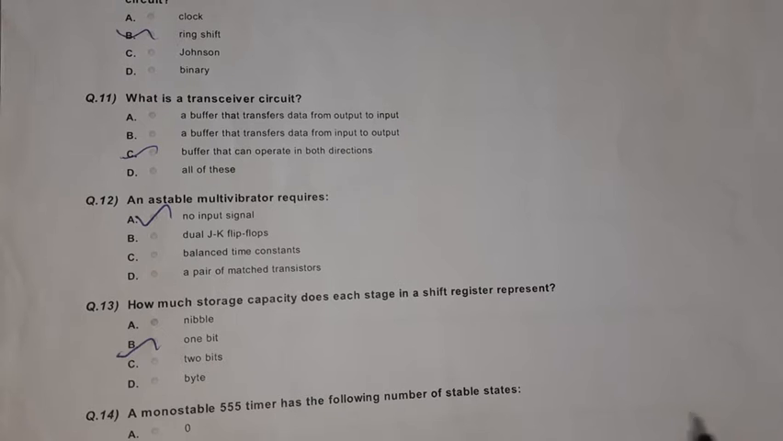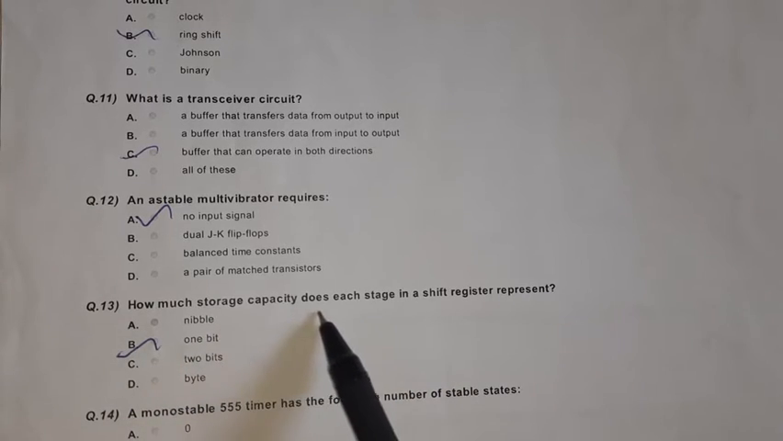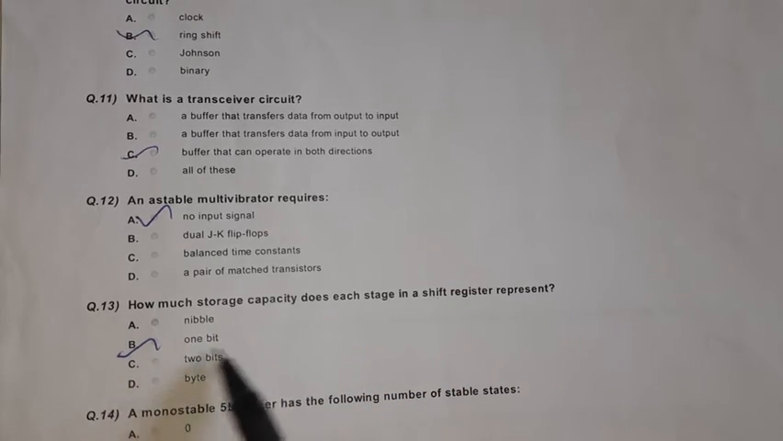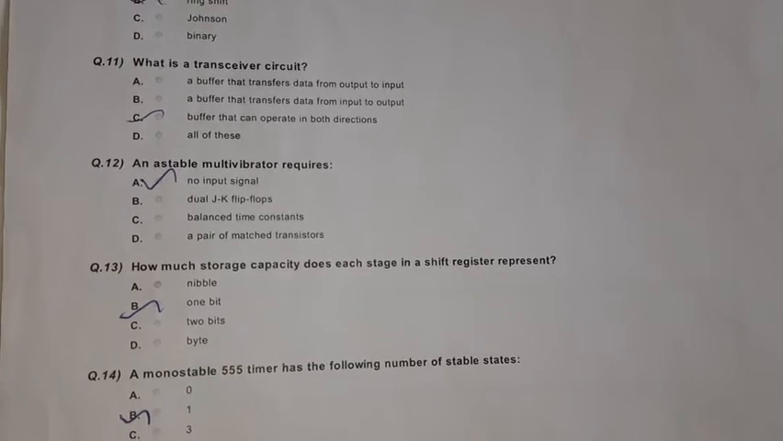How much storage capacity does each stage in a shift register represent? How much storage capacity? Each stage in a shift register represents 1 bit. Option B, 1 bit, is the right option.